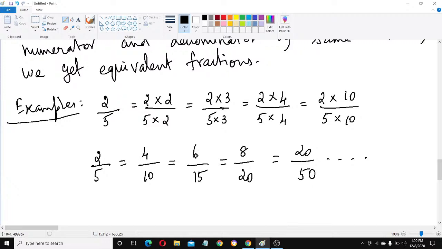So 4 by 10, 6 by 15, 8 by 20, 20 by 50, all these are equivalent fractions of 2 by 5. After cancelling, you will get the same fraction 2 by 5. So all these fractions are called equivalent fractions.